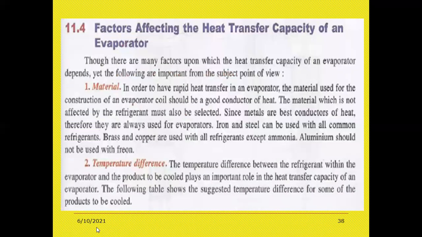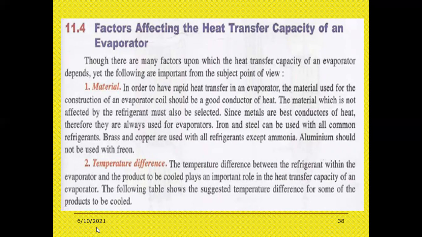Next one is, what are the factors affecting the heat transfer capacity of an evaporator? Though there are many factors upon which the heat transfer capacity of an evaporator depends, the following are the important ones from the subject point of view. Generally there are various types of factors influencing the capacity of the evaporator, but these are some of the important ones.